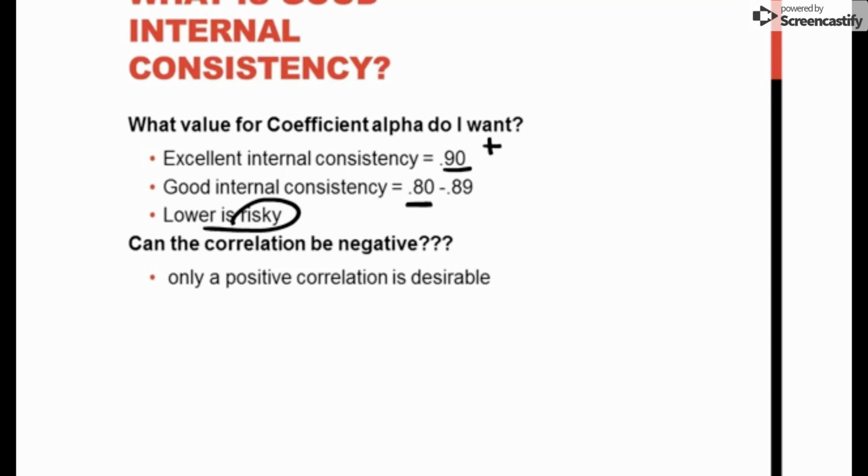The other thing you may be concerned about is what happens if you do this correlation and you get a negative value. That is, remember that as one variable increases, the other decreases. Well, that would be bad news, because in our case, we're hoping that these variables are positively correlated. That is, as one person's score on question 2 goes up, so would their score on question 3. Only positive correlations are desirable when looking at our internal consistency.